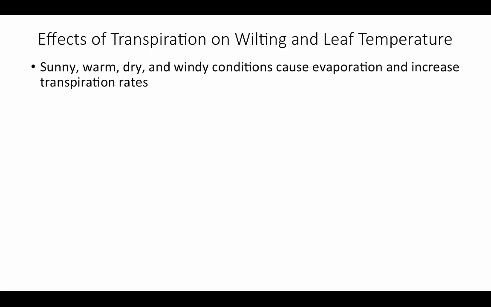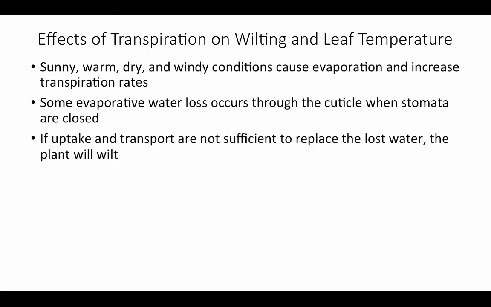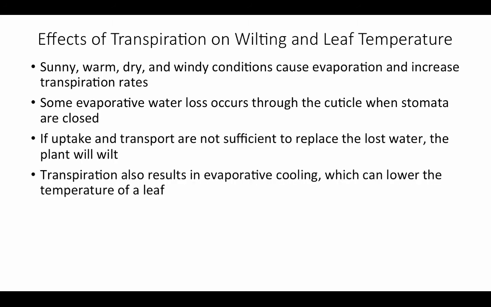Sunny, warm, dry, and windy conditions cause a high rate of evaporation and an increase in these transpiration rates. So even with the stomata closed, there's going to be some evaporative water loss across the cuticle, a very limited amount, but that will happen also. And then if the uptake of water and the transport of the water are not sufficient to replace whatever water is lost through the cuticle, the plant will wilt, and this is what we know of as the droopy looking wilted plant. Transpiration is also very important in thermal regulation in plants.